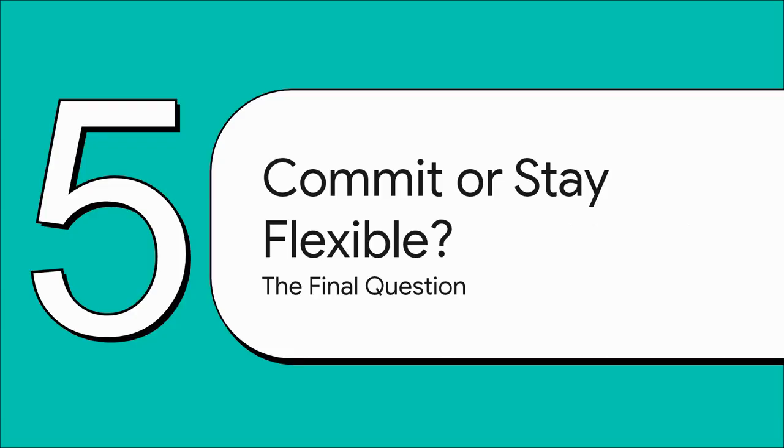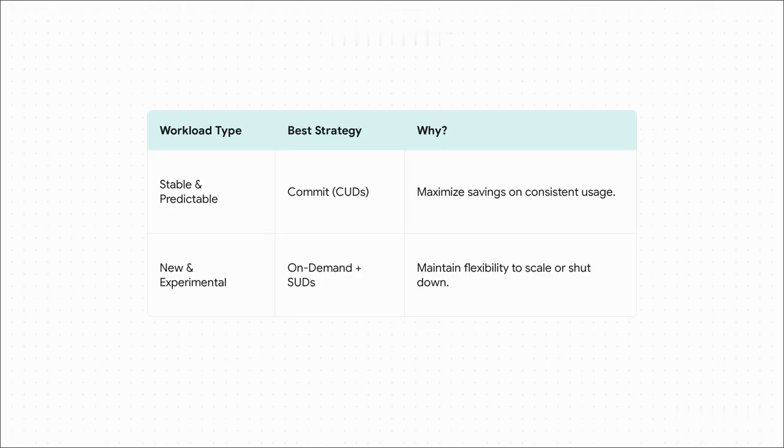And all of this brings us to the final, really practical question that you have to ask yourself. How do you decide? When do you commit? And when do you stay flexible? Well, here's your decision-making framework, and it's actually pretty simple. For all of your stable, predictable workloads, I'm talking about your core app servers, the databases that run 24/7, you commit. Lock in those CUDs and maximize your savings. But for everything else, the new experimental projects or workloads that have really spiky, unpredictable traffic, you stay on demand. That gives you the flexibility to scale up, down, or even turn them off completely without any penalty, and you'll still get those nice automatic sustained use discounts.